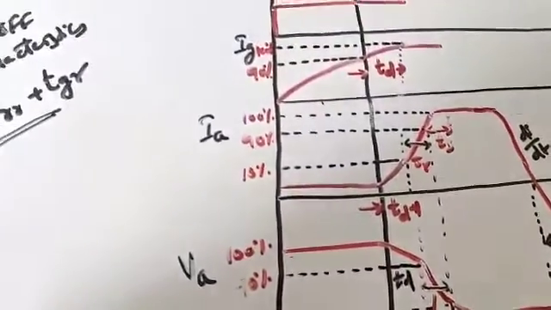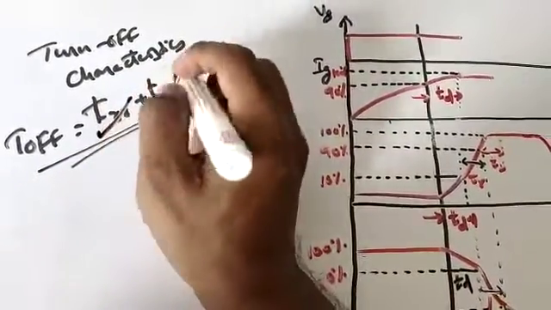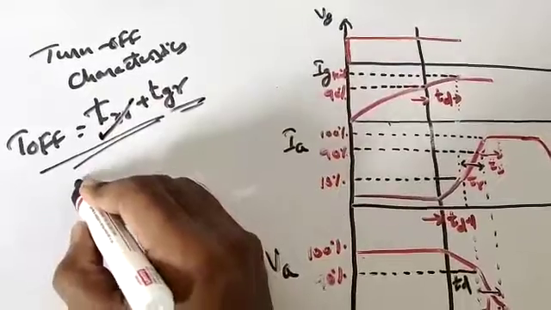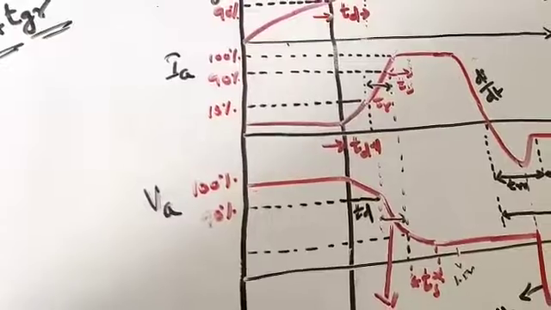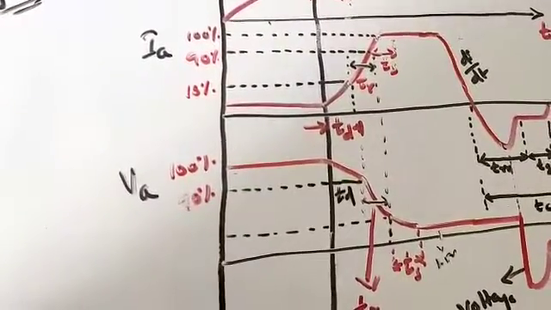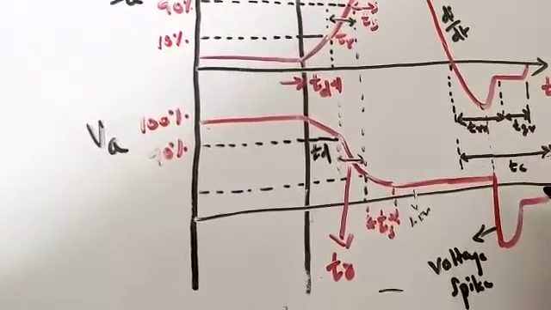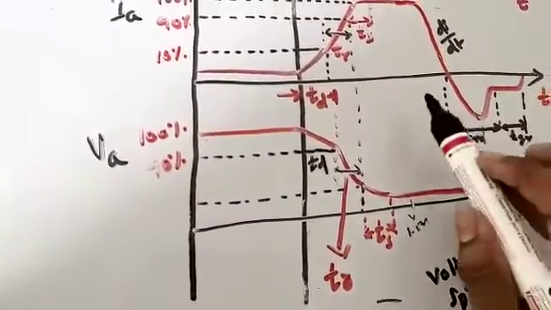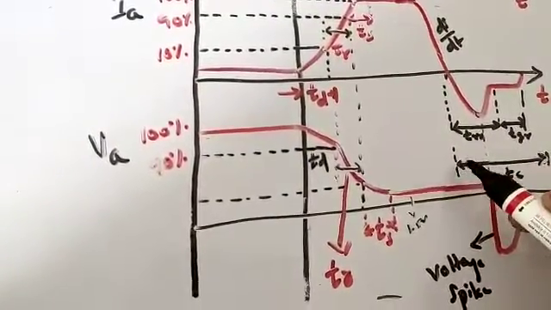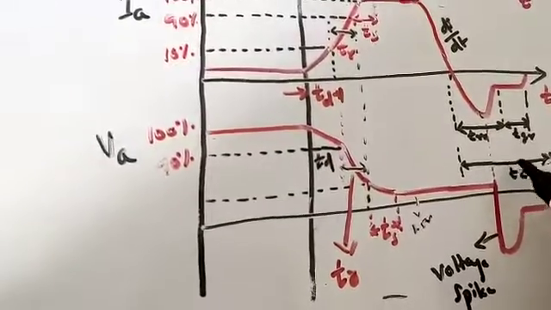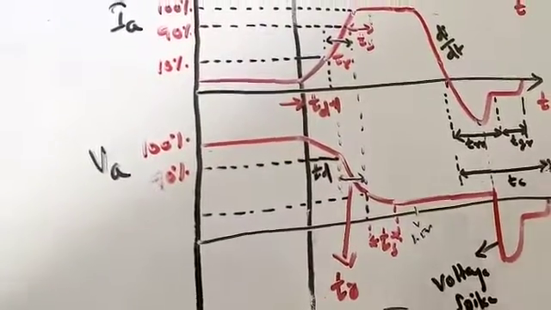So in turn off characteristics, we have come across three important time periods. One is reverse recovery time, the second is gate recovery time, and the third is circuit turn off time. Anode current is reaching zero here and anode voltage is reaching zero here. The time between the anode current reaching zero and the anode voltage reaching zero is called circuit turn off time.